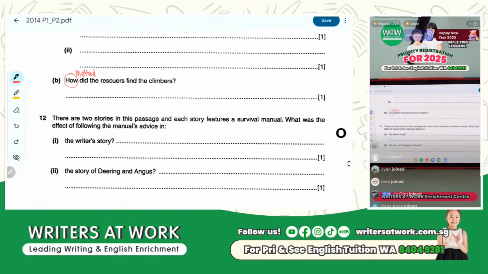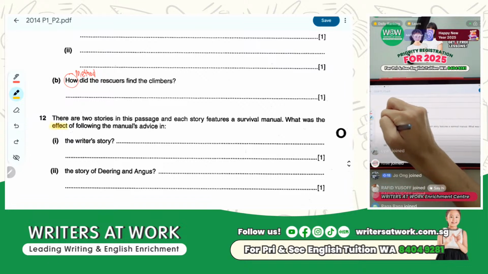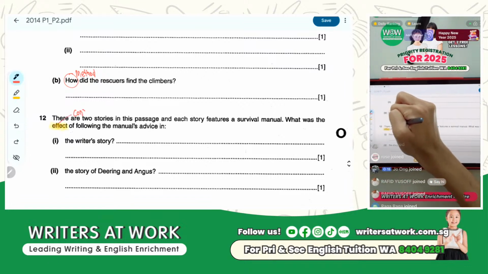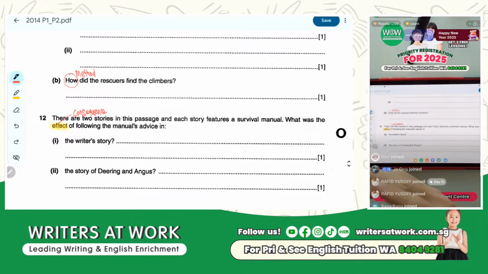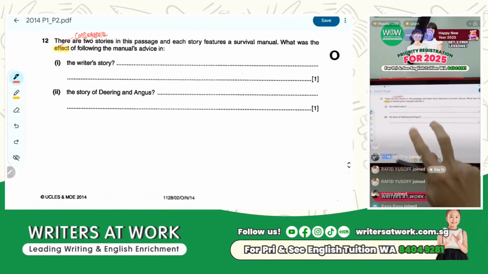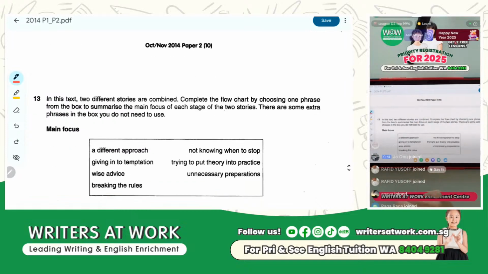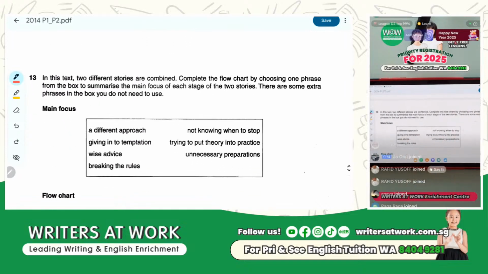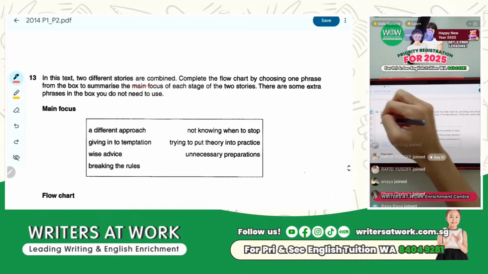So they ask you, there are two stories in the passage and each feature a survival manual. So what is the effect? So we are looking at that kind of consequence here. Okay. So for example, did the manual save the people, or was it useless, etc.? And subsequently, we have our global question. This is standard. Now we are looking at the main focus of each stage of the story.